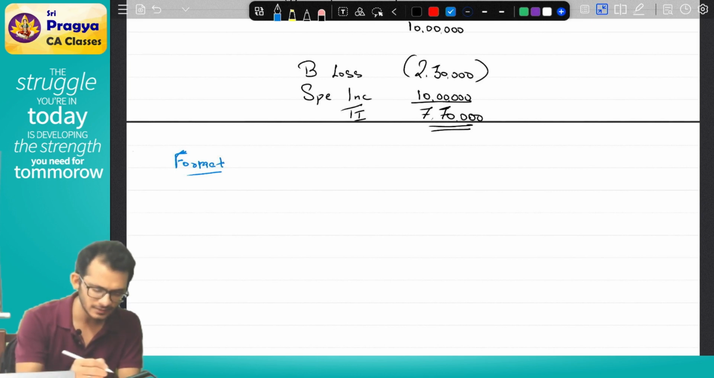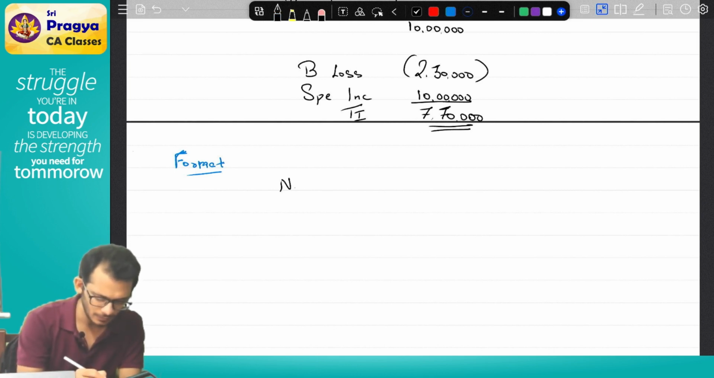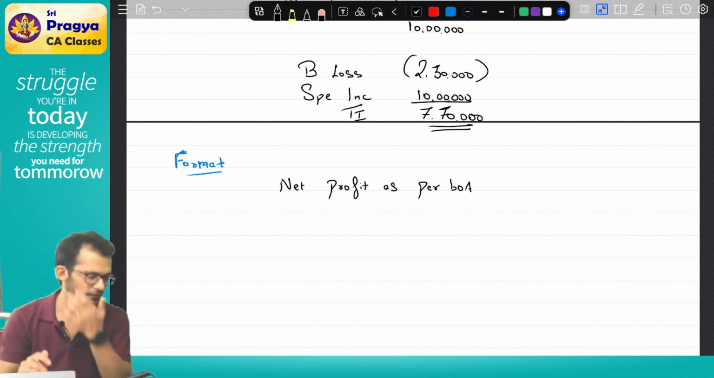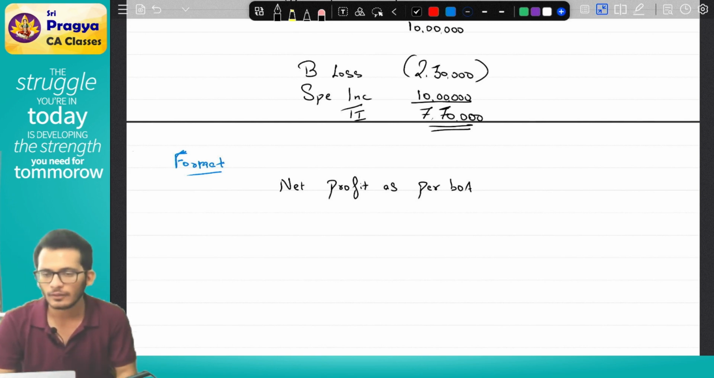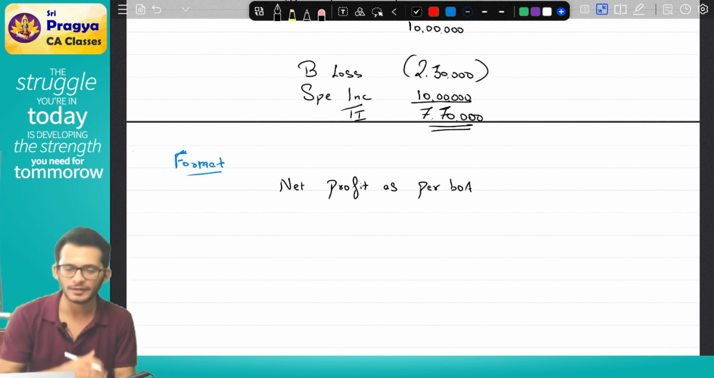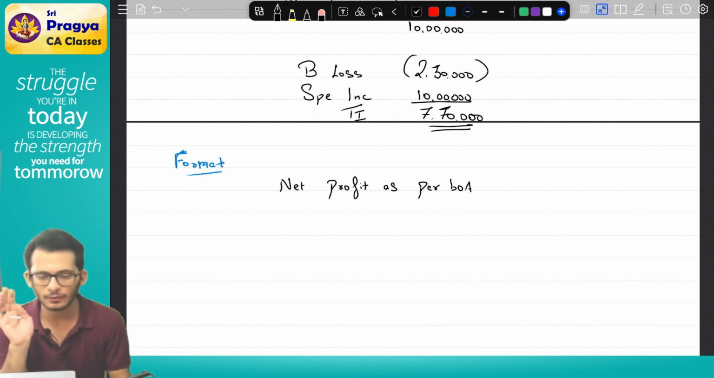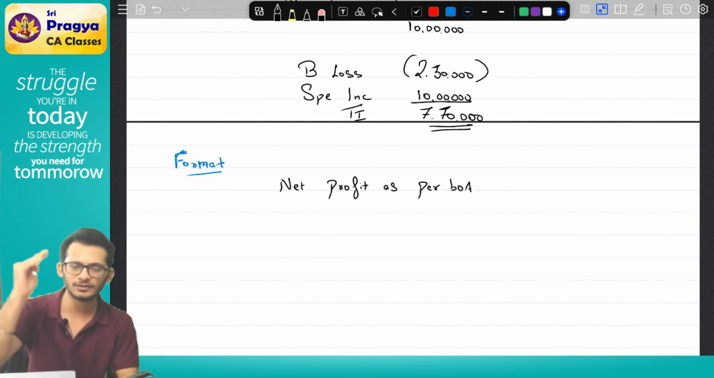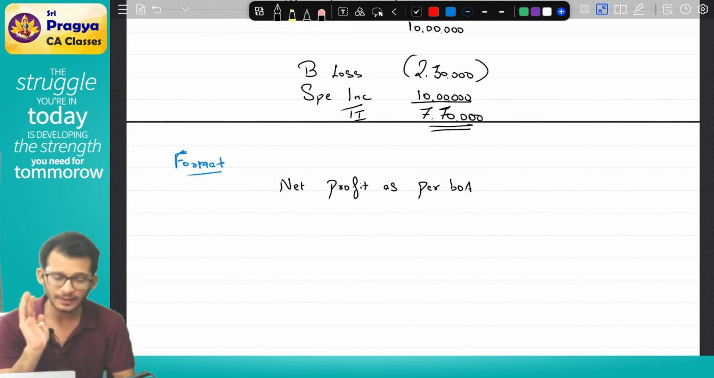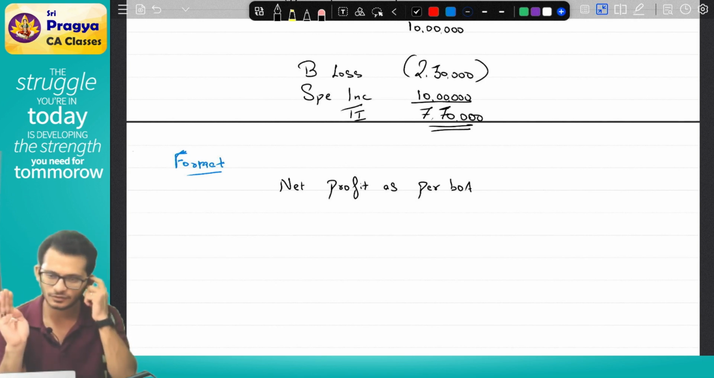We start with a simple net profit as per books of accounts. Now, ideally speaking, in PGBP you can always start from net profit as per books. But is it mandatory to start from net profit as per books? Not really. It can work in two ways. When you did your cash flow statement, you would have seen two ways: the indirect method and the direct method. Indirect method is when you start from net profit. Direct method is when you start from revenue. In income tax, you are told to use the indirect method, which means you should start from the net profit as per books.